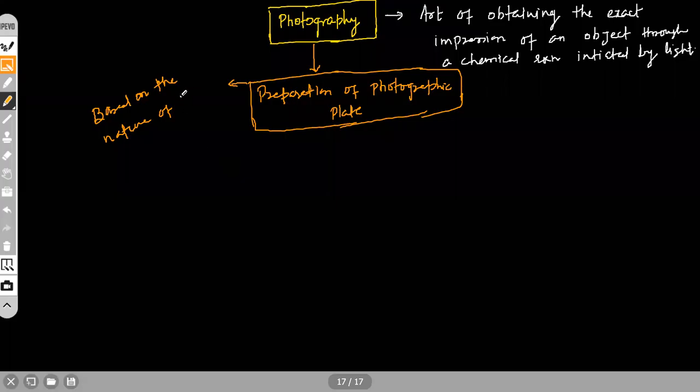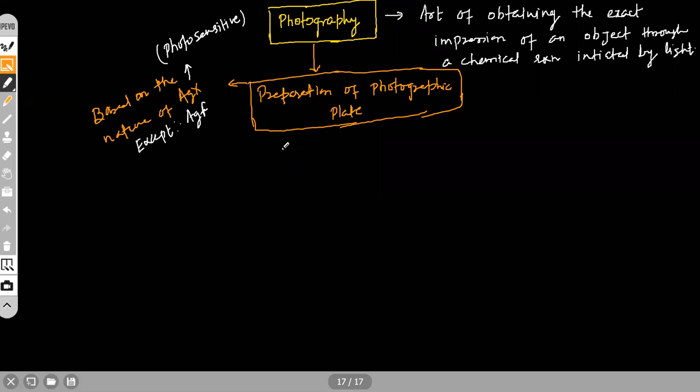Based on the nature of AgX, in silver halide, this question they ask. For the photographic plate, we don't use silver fluoride, AgF, because AgF is not photosensitive. We use only silver halide which is photosensitive. They have asked which silver halide we do not use for the preparation of a photographic plate. Answer is AgF because it is not photosensitive.